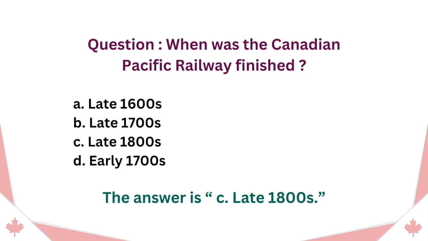Question: when was the Canadian Pacific Railway finished? A. Late 1600s. B. Late 1700s. C. Late 1800s. D. Early 1700s. The answer is C. Late 1800s.